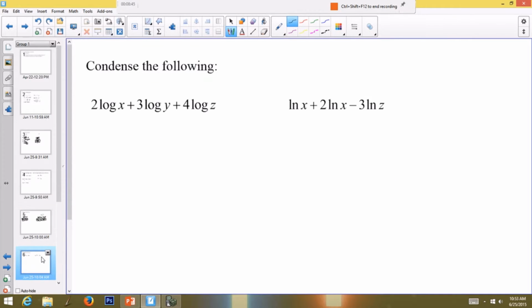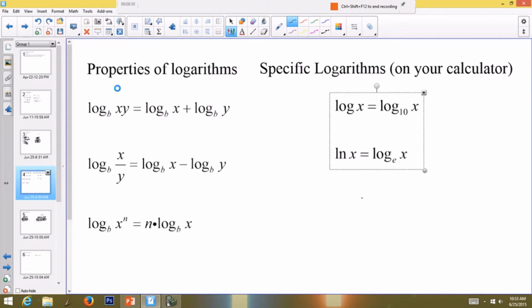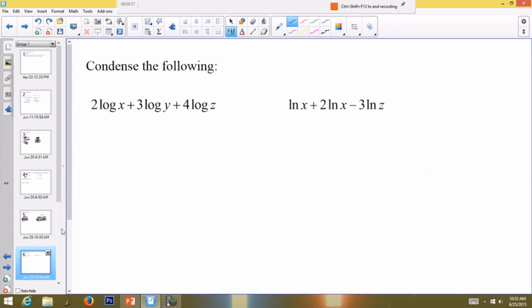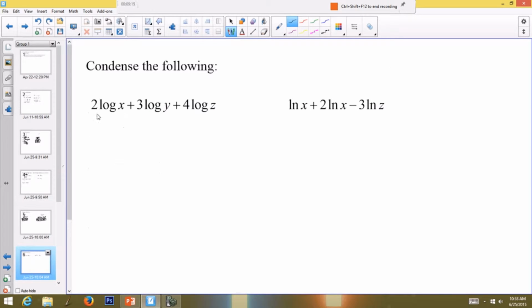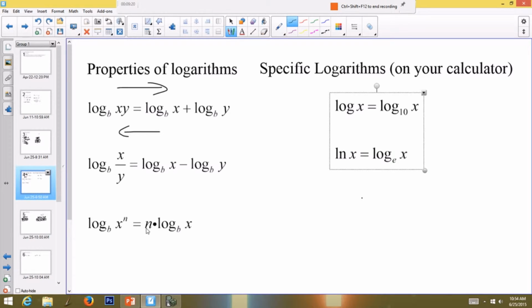Okay. Finally, we're going to reverse the process, and since it's a property, anytime you go from left to right, you can also go from right to left. So not only are we going to expand, but we're also going to condense. And before I can condense any of these, and if you notice in the properties here, there are no coefficients in front of either of these two logarithms. So before I can condense any of these two things, I have to use that last property right here, and I'm going to reverse it.